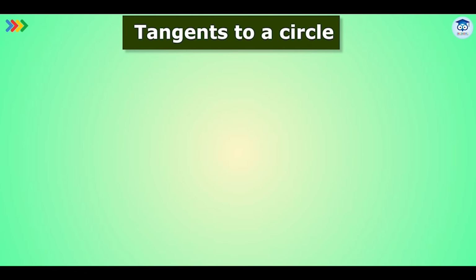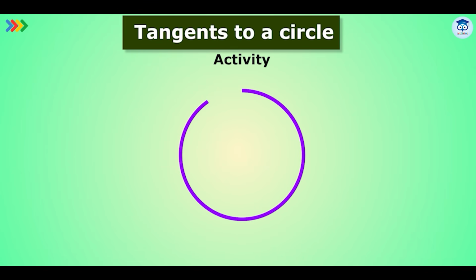Now let's explore tangents to a circle. Here we are going to do one activity. For this we are going to draw parallel lines. The first step is to draw a circle of any radius and draw a secant. Let's name it PQ. So this is the PQ.